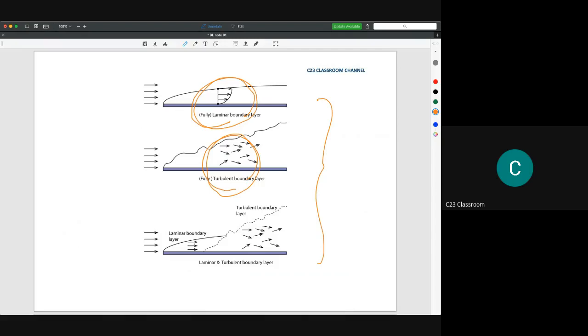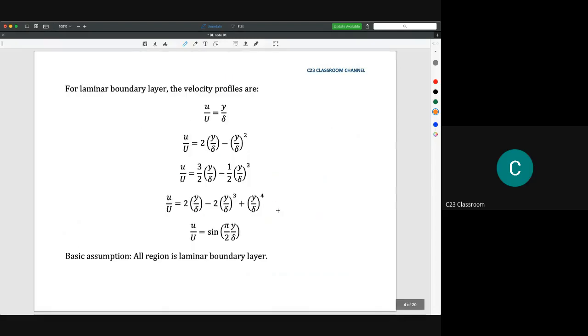Then also in chapter 6, we will discuss what happens if our situation is like this, meaning a part is laminar boundary layer and another part is turbulent boundary layer. What kind of calculation can be made? Okay, so this is the syllabus.